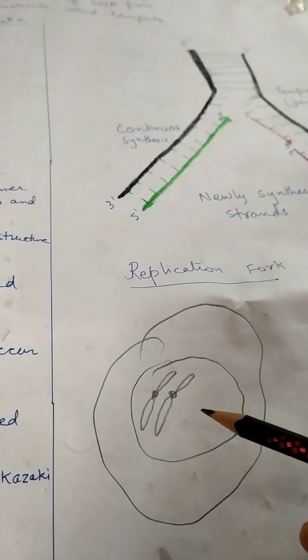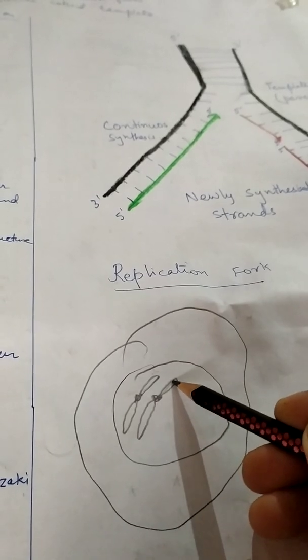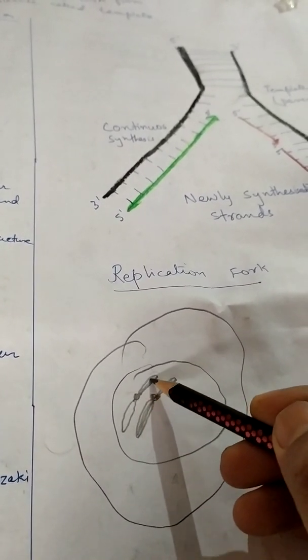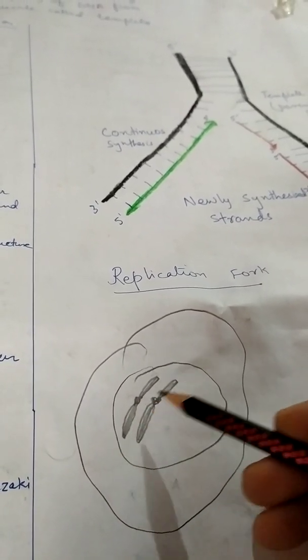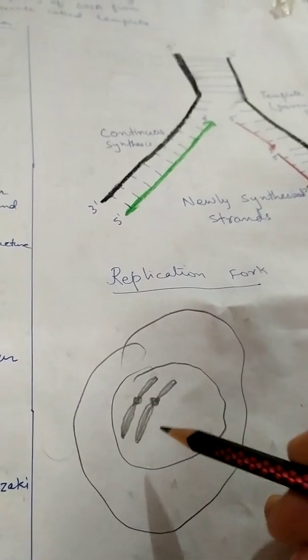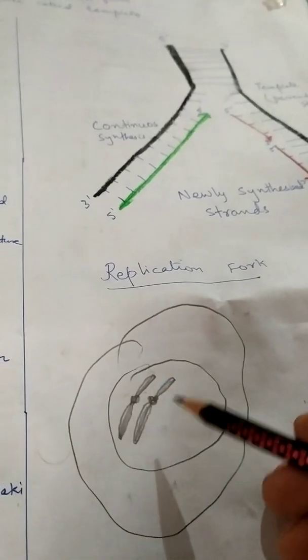You have seen in class 11 also. This is centromere. In chromosomes we have DNA. During the cell cycle, DNA will be produced from these chromosomes. So actually the chromosome will be duplicated.